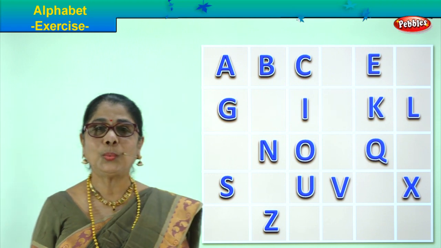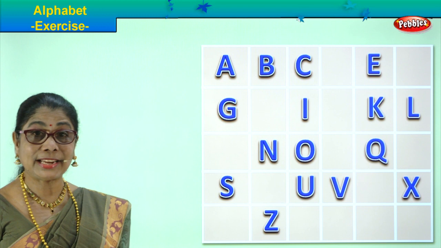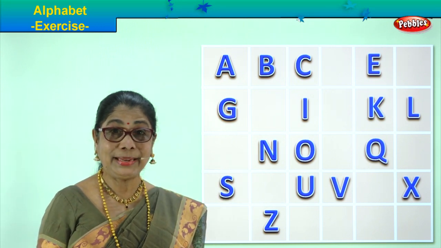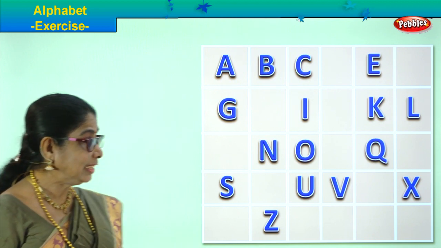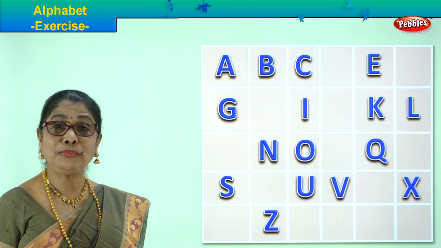Now, how many letters are there? There are 26 letters in English alphabet and these are the capital letters. Remember we did capital letters? Good. Now, let's enjoy the exercise. But we should know what follows.